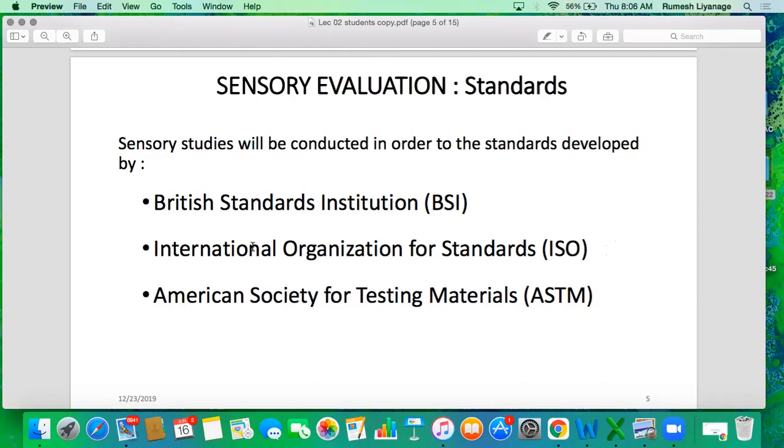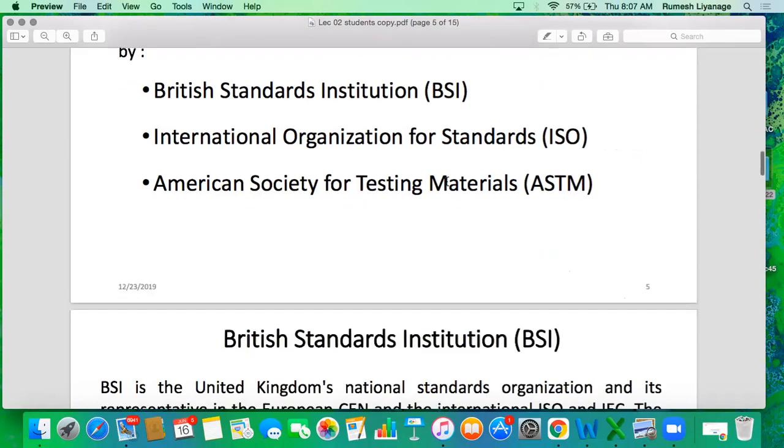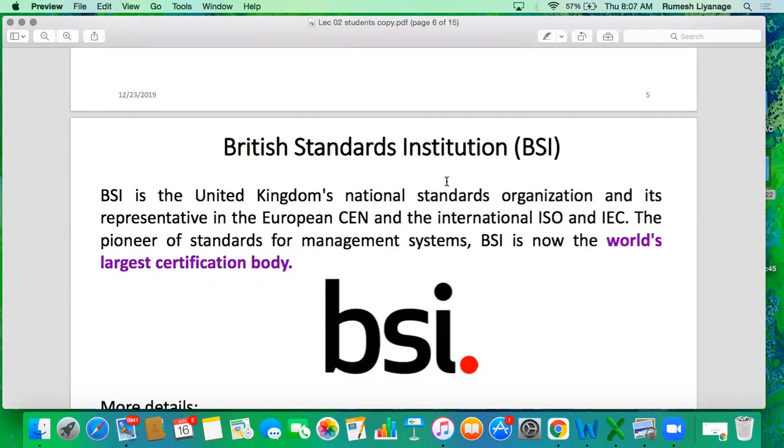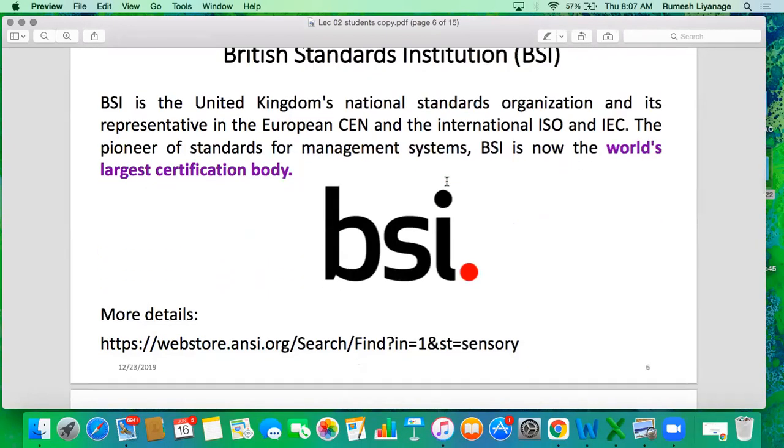Right? International Organization for Standardization. ISO standards are also available for sensory procedures. American Society for Testing and Materials, ASTM standards. These are the commonly used standards in the world for sensory analysis. Our sensory analysis uses ASTM standards, and there are different standards and institutions also available. I just wanted to tell you these are the important standards.